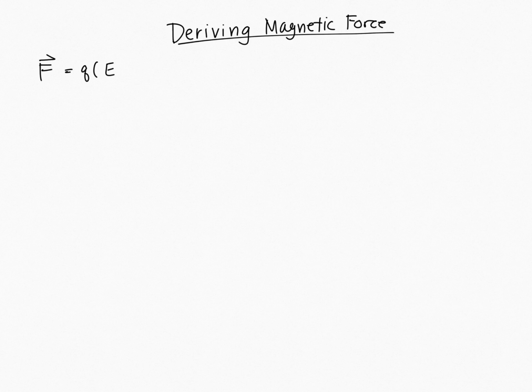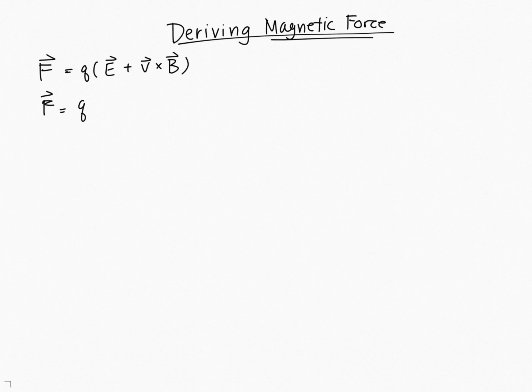Today we'll be deriving the magnetic force. So, deriving the magnetic force. Now we're given the main equation that F is equal to Q times E, which is the electric field, plus V, which is the velocity of our single point charge, cross B, which is going to be our magnetic field.